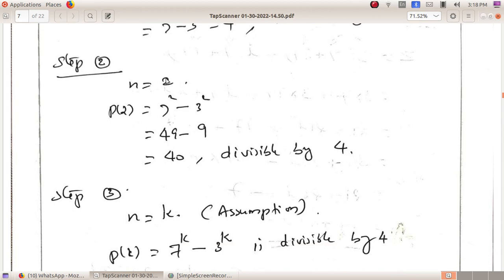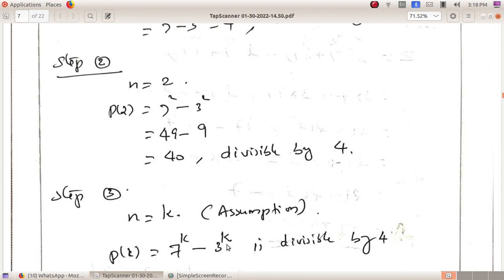And step 3 is what? You could substitute n is equal to 3, n is equal to 4, but this is not done because it is time consuming. n is equal to 3, n is equal to 4, n is equal to 5, etc. So arbitrarily we take n is equal to k. We assume that it is true for n is equal to k. Then what is P of k?